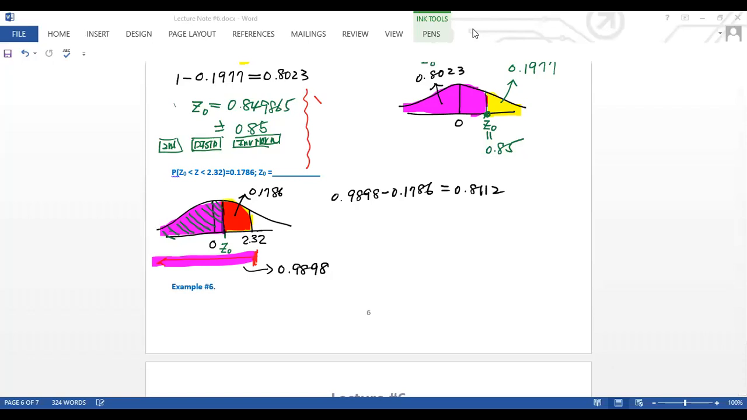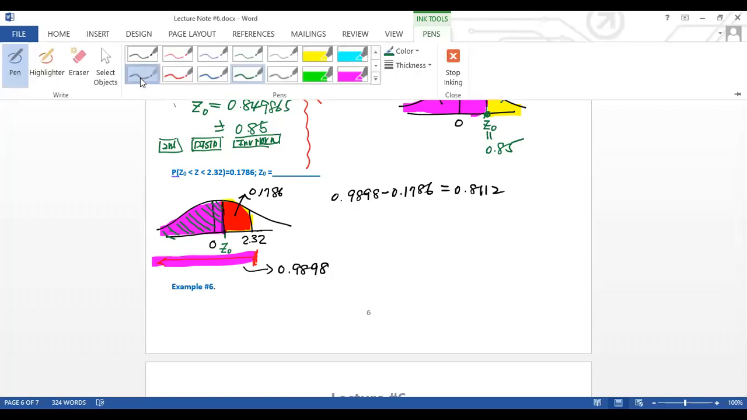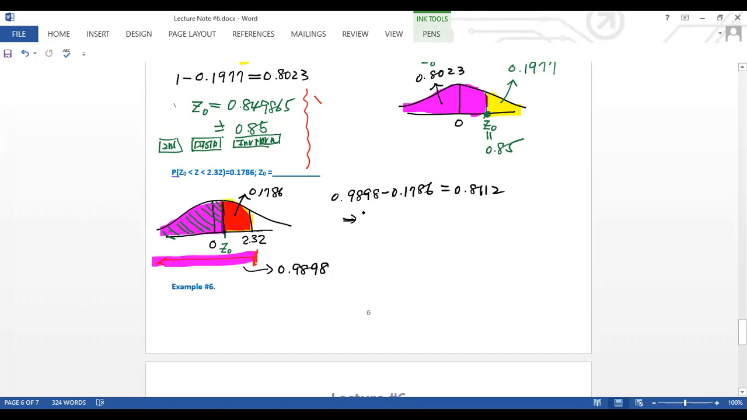So after this one here, you use the TI-84. What is the function? You use INV norm, right? You use INV norm, you put the area as 0.8112. So you got the z0 is what? Point what? AA22, right? So the point AA22, that means this value is point AA22. Clear? Okay.